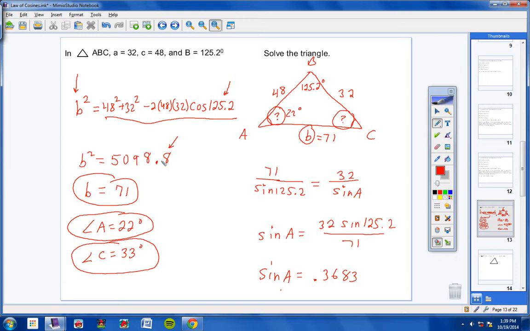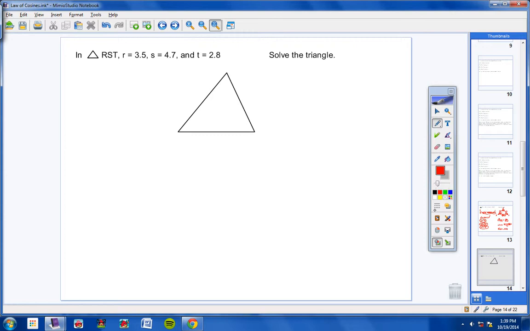So the law of cosines is used when you don't have a pair at the beginning of the problem. And remember, students, once you do get a pair and you start using the law of sines, make sure you solve for the smallest angle first. That's really, really, really important, okay? All right, let's try one more of these, okay? Let's try one more.